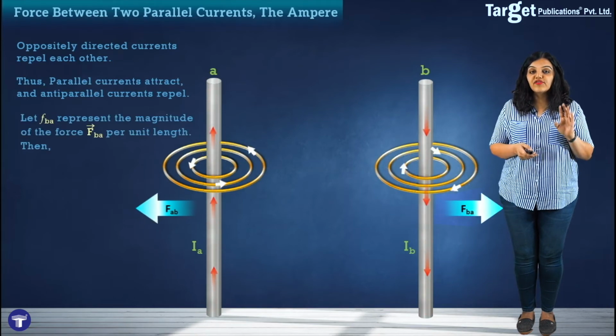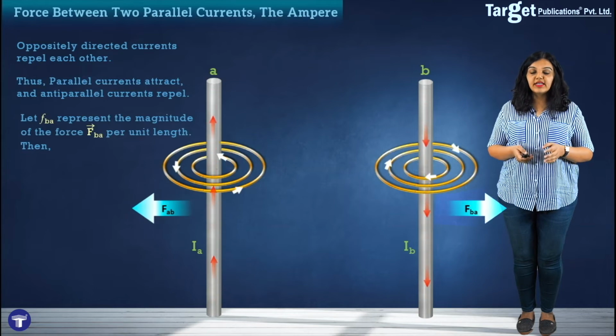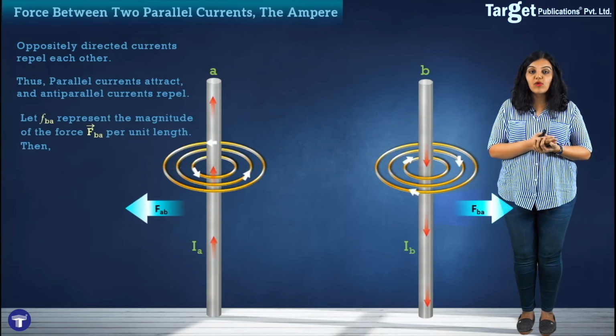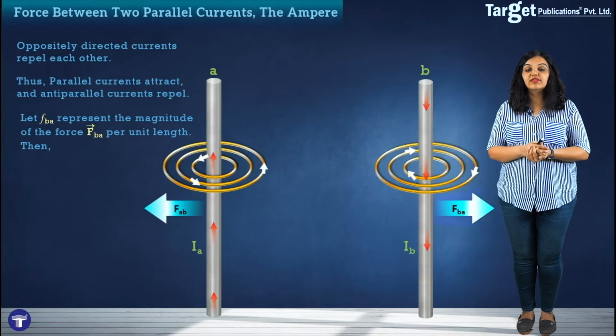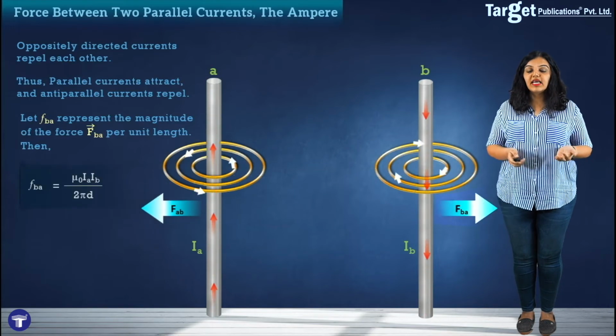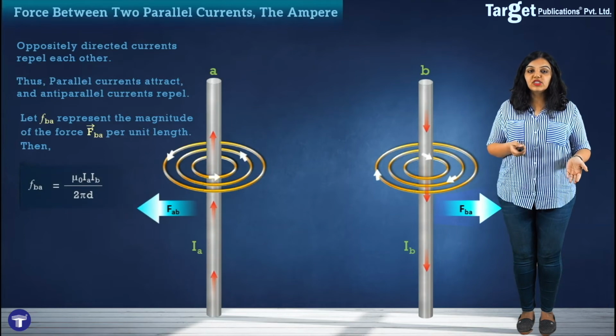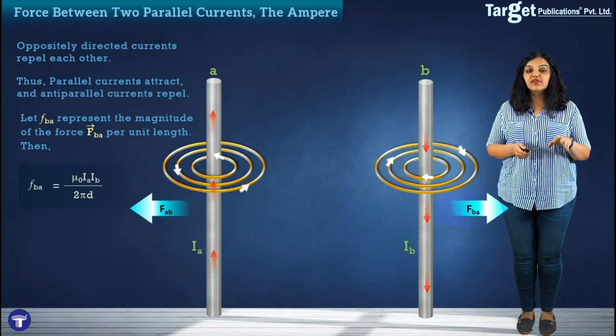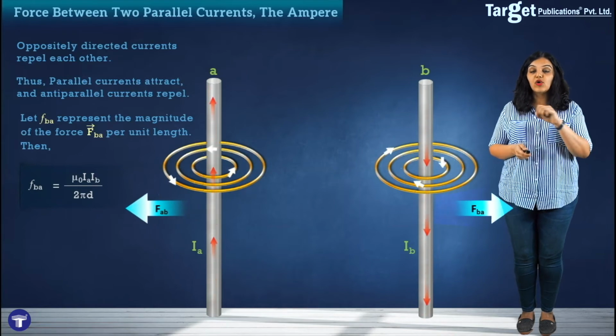And finally, I want to define the same force in terms of the force per unit length. So instead of FBA, I want to write it in terms of small f, where f represents the magnitude of the force per unit length. Then I simply have to remove the length from the expression, and I get f is equal to mu naught IA IB upon 2 pi d. This is the force per unit length acting on each of these conductors.